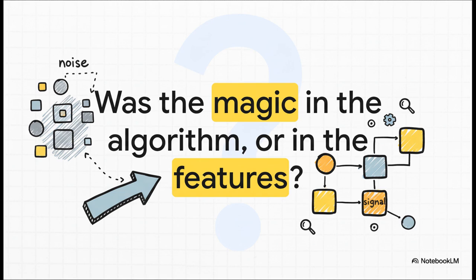So I'll leave you with this final thought to chew on. The next time you see an AI do something absolutely amazing, ask yourself, was the magic really in the fancy algorithm, or was it in the incredibly well-chosen features it was given to learn from?